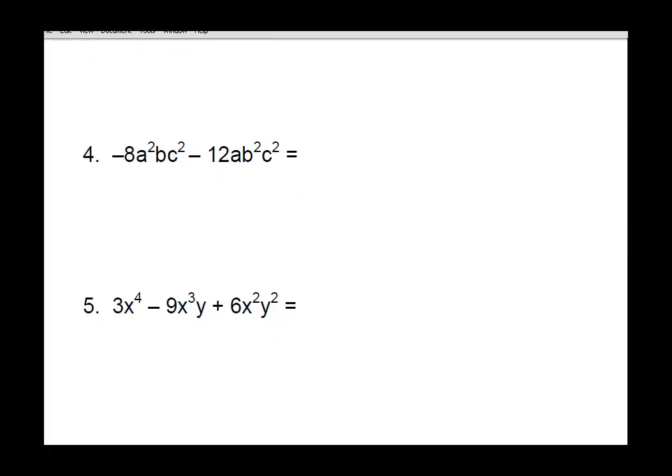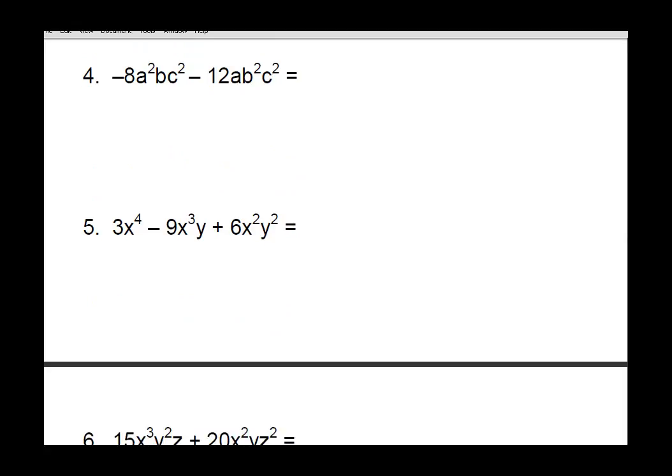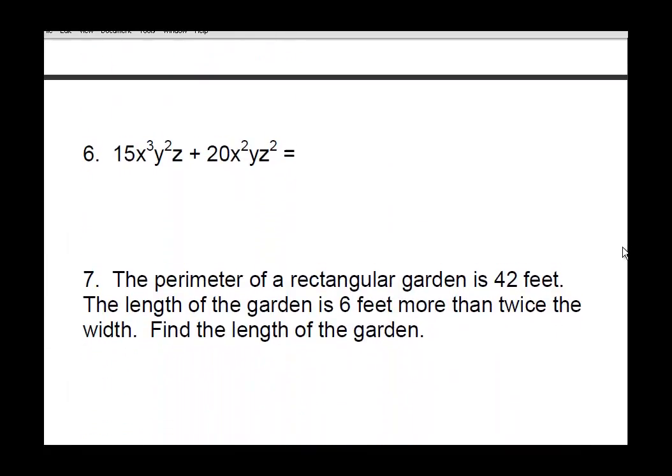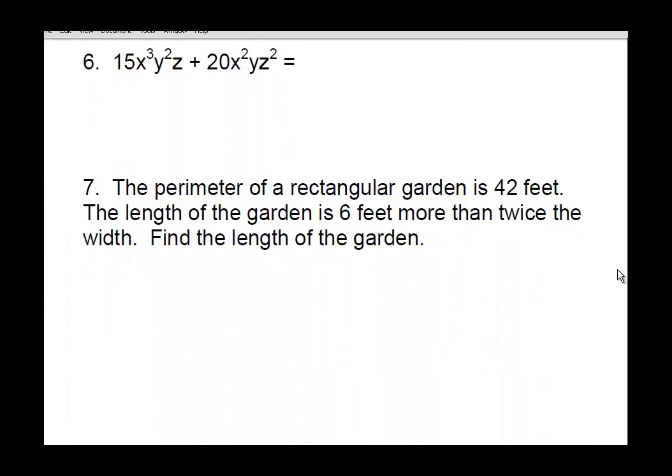Now let's move on to the next page. We have one more example and then a word problem or two. We're just going to do the one example of this word problem. Alright, we're going to go greatest common factor, 15 and 20, 5 times 3, 5 times 4. So my greatest common factor is 5.